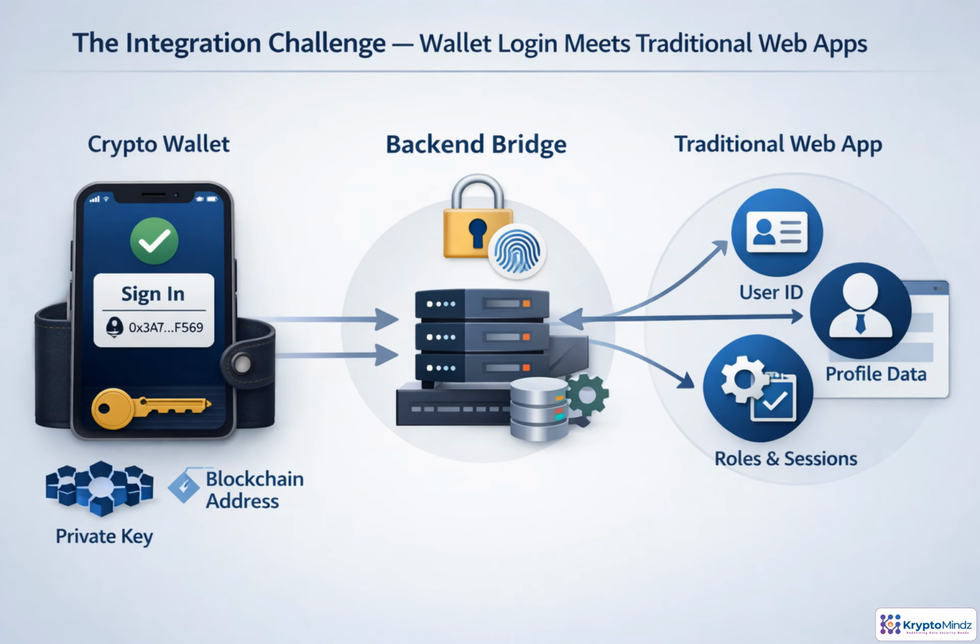The core challenge is translation. A wallet can prove that someone controls a blockchain address by signing a message with the private key. But most web apps need more than an address. They need an internal user ID, profile fields, permissions, preferences, and a session cookie. The backend acts as the bridge. Verify the signature, map the address to an application user, and issue the familiar session the app already understands.